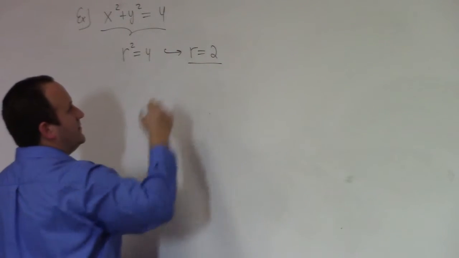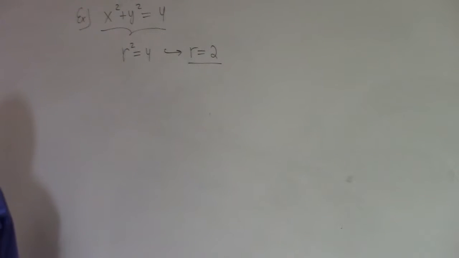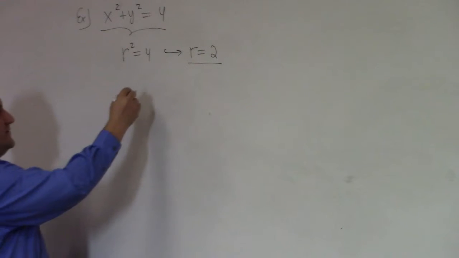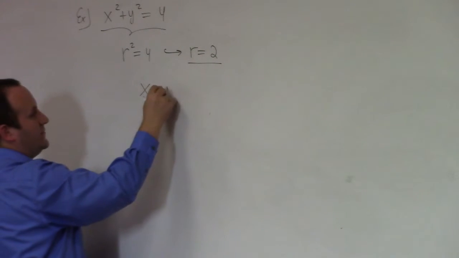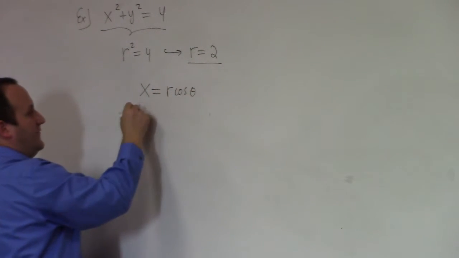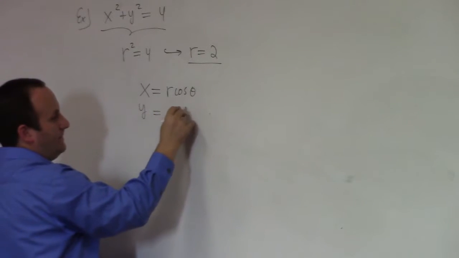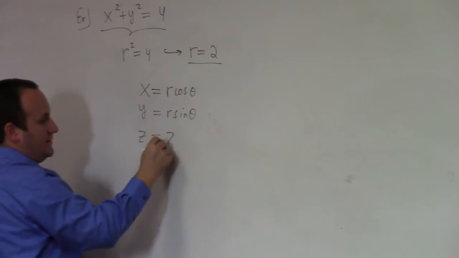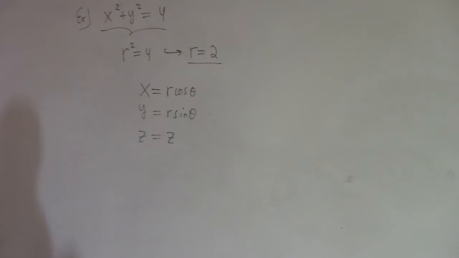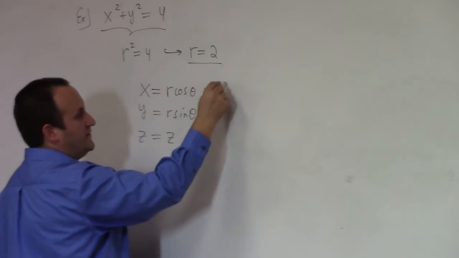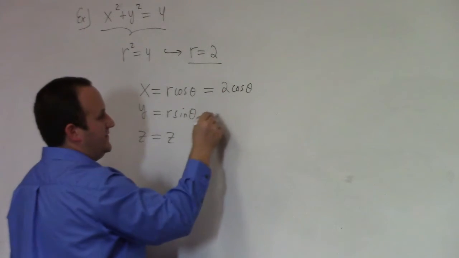So one of my cylindrical coordinates is frozen, and I can just use the usual cylindrical coordinate transformations to define the parameterization. I have x equal to r cosine theta, y equal to r sine theta, z equal to z. Leave z alone. All right, it's there. R is 2, so this is 2 cosine theta, and this is 2 sine theta.